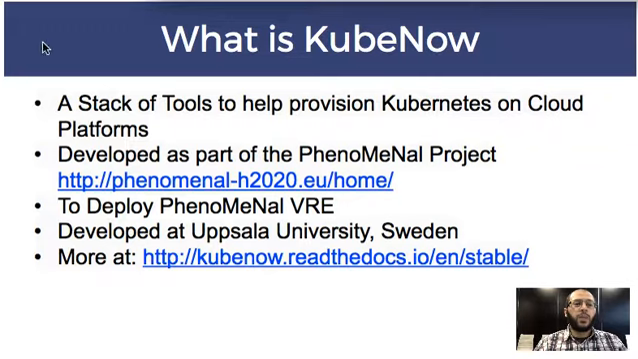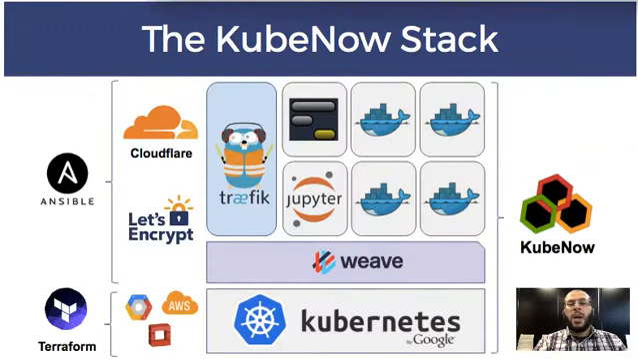kubenow.readthedocs.io. To have a look at the actual stack of tools, KubeNow is a thin layer developed on top of Terraform and Ansible. The VRE sits on a Kubernetes cluster with Weave overlay network. Traefik is used as a load balancer, so to balance requests to the services that are run in the cluster. Cloudflare is used as a DNS as a service provider that is used to set up domain names for the services on the go, basically to do that on the fly.